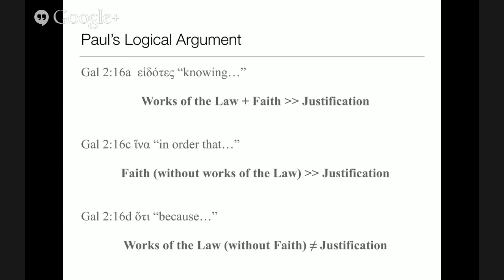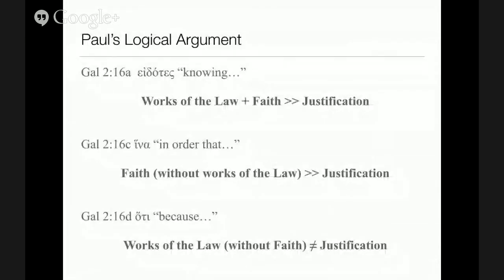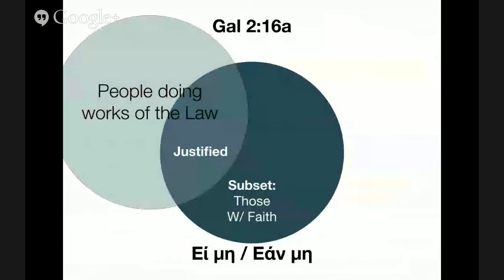Now, Hun went through a couple other examples of where you find these same kind of partial exceptions. And it's interesting that the clauses that she talks about, the partial exceptions that she talks about, are ones that are not simple propositions, meaning most exceptions, the clause that's being excepted is very simple. It doesn't contain caveats. It doesn't contain additional information. And that's what we have in Galatians 2:16.